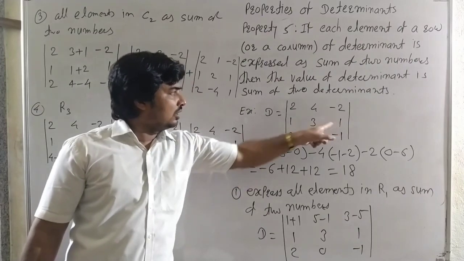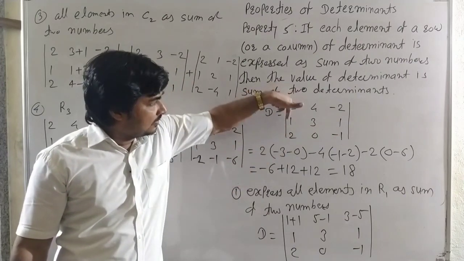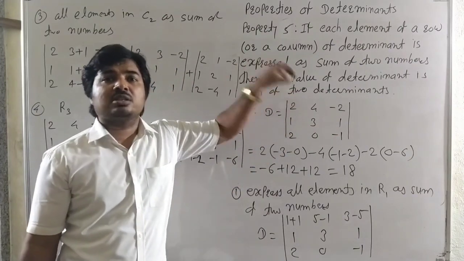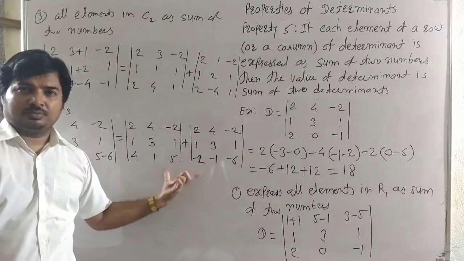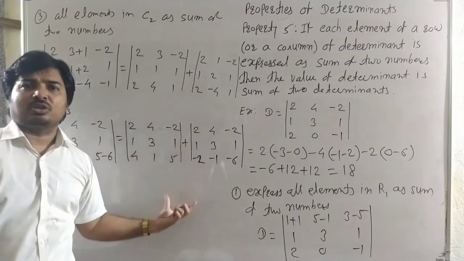Okay, for the homework you can express all the elements in row 2 as a sum of two numbers, and then we obtain the two determinants. These are the two determinants, and then solve it.